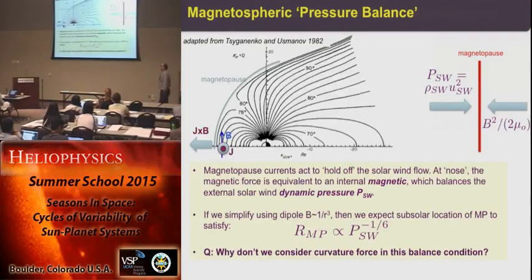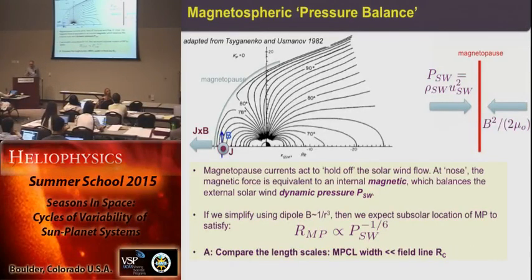That's exactly right, yes. So let me go to the next slide, because that's got a bit more detail about the answer. Essentially all you need to do is think about comparing the length scales across which magnetic pressure is acting, and along which curvature force is acting. So magnetic pressure is acting essentially across the width of the MPCL, the magnetopause current layer, and this is tiny compared to the radius of curvature of a typical field line here, which is being essentially squashed against the magnetopause boundary. So that means, therefore, that your curvature force, which is inversely proportional to radius of curvature, is going to be negligible compared to the magnetic pressure gradient.